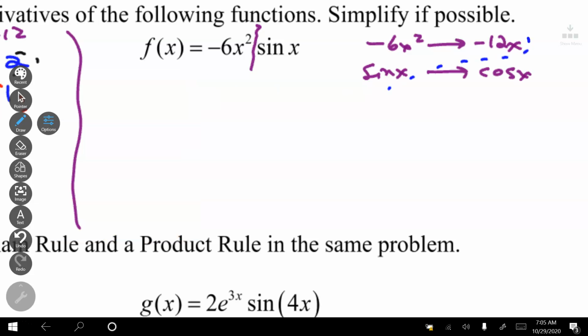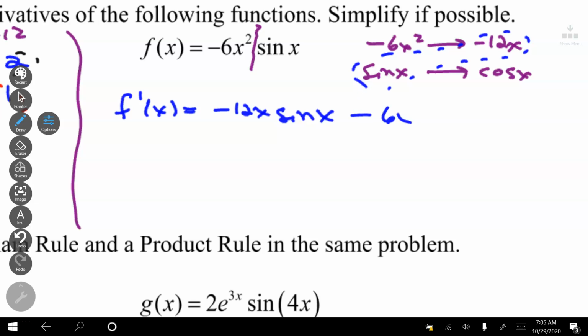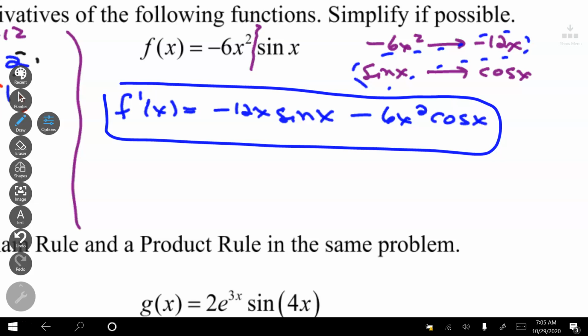I want to do my crisscross. F prime of x equals negative 12x sine of x. Notice I put that coefficient up front. I put the x up front. And then plus, but it's really a minus, minus 6x squared cosine of x. That one was much easier. Not a lot of work to do.